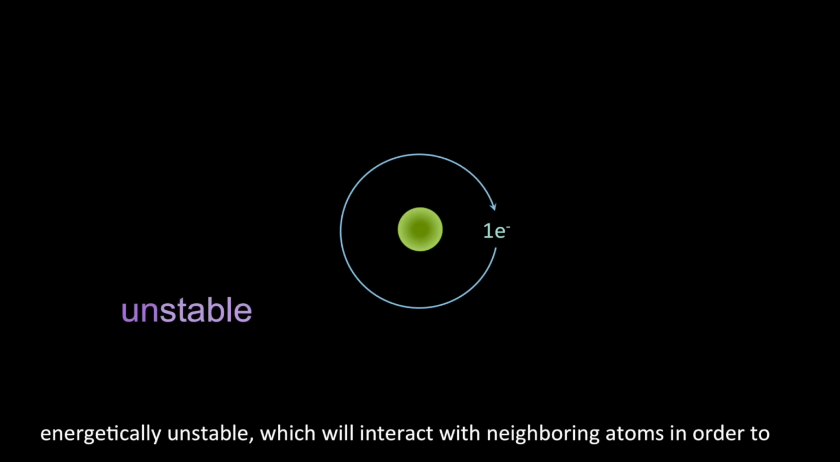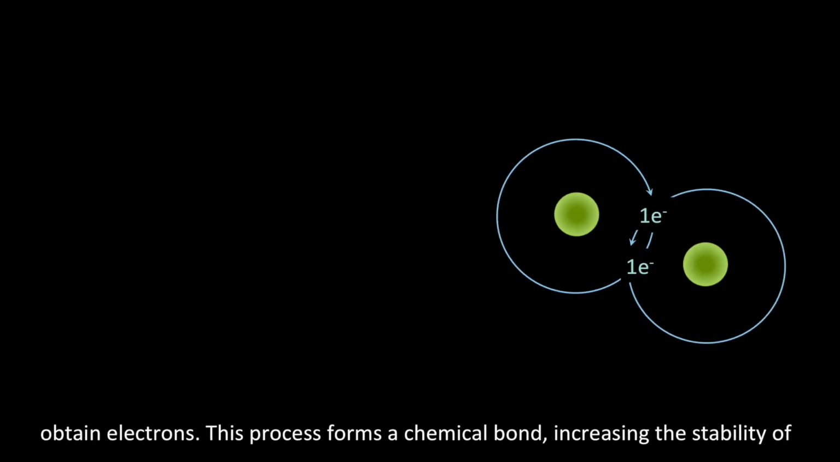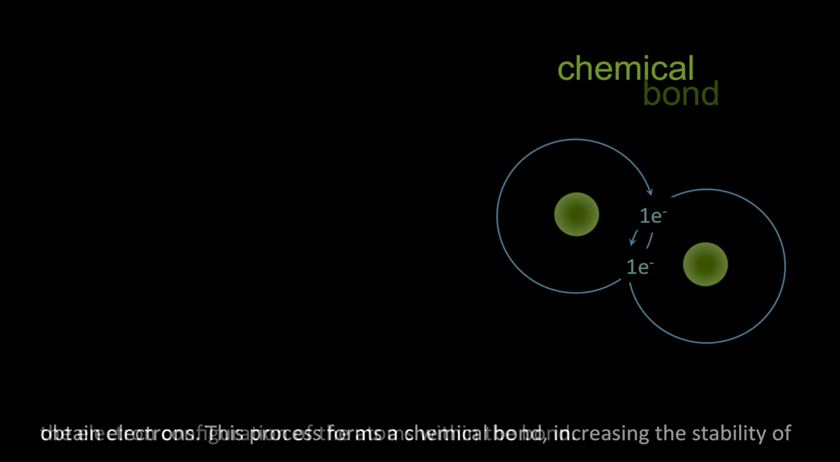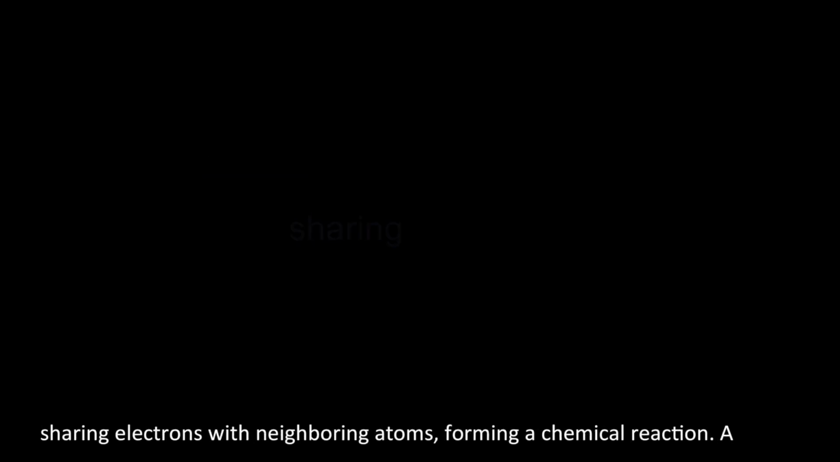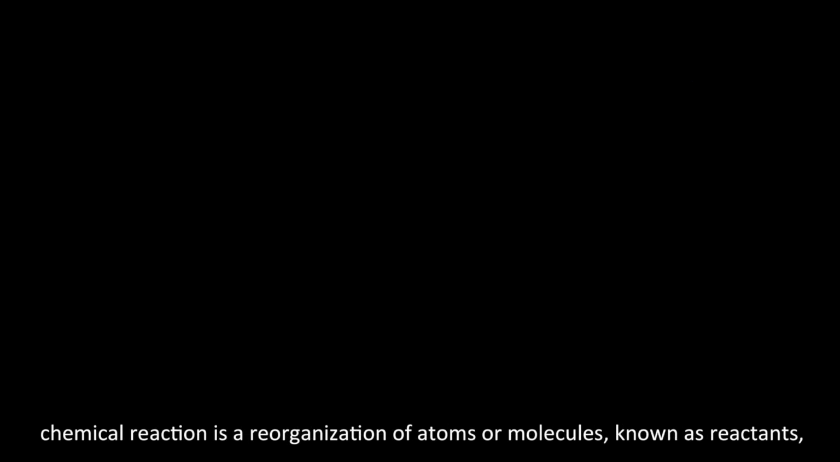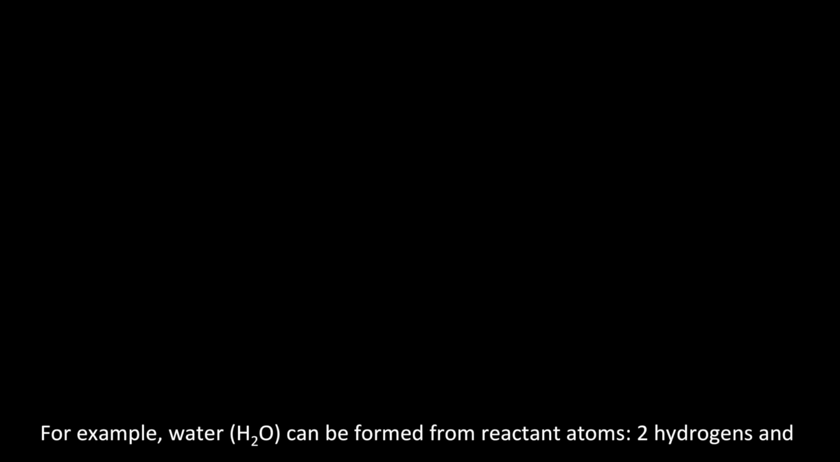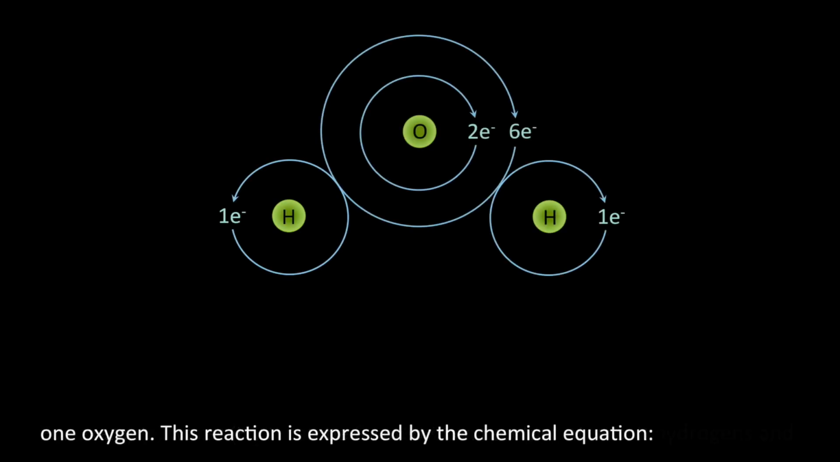If an atom doesn't have a complete valence electron shell, it is energetically unstable, and will interact with neighboring atoms in order to obtain electrons. This process forms a chemical bond, increasing the stability of the electron configuration of the atoms within the bond. Electrons of an unstable atom are obtained by either donating, accepting, or sharing electrons with neighboring atoms, forming a chemical reaction. A chemical reaction is the reorganization of atoms or molecules, known as reactants, producing new atoms or molecules, known as products. For example, water can be formed from 2 reactant atoms, 2 hydrogens and 1 oxygen.